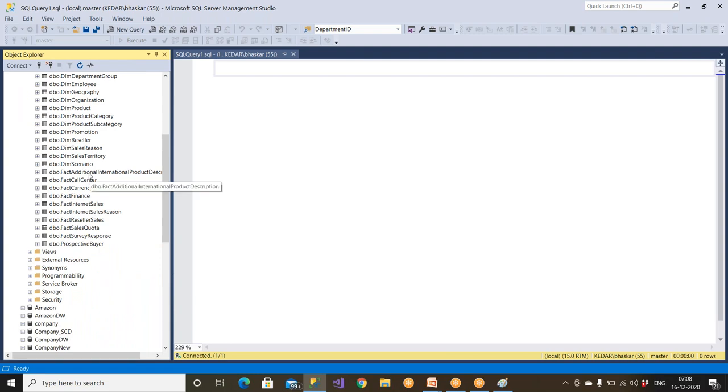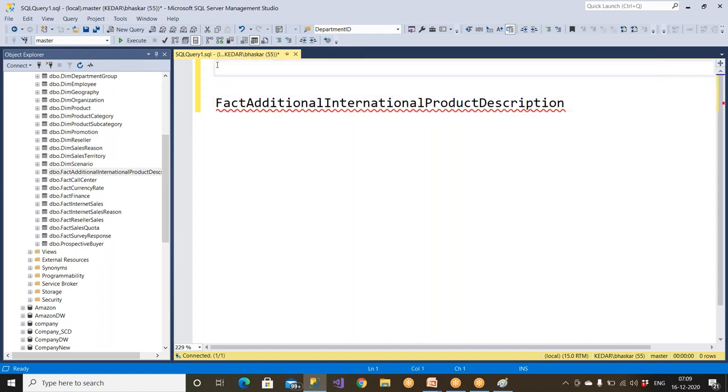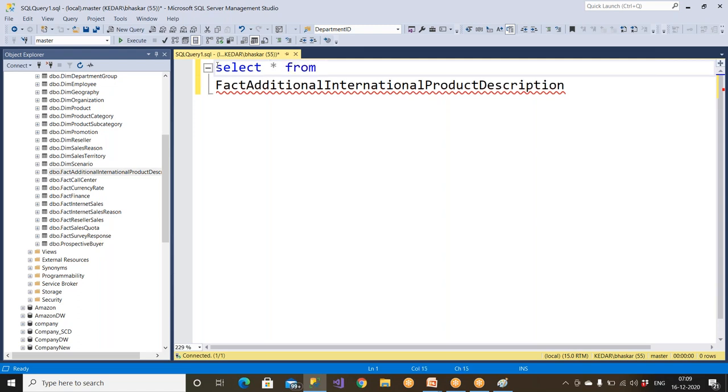Now, there is a table called FactAdditionalInternationalProductDescription table. This is a table. Okay. So this table is having some information. I wanted to show the information, so I'm writing some command. You don't worry about what I'm writing. So this is the command to read the data.